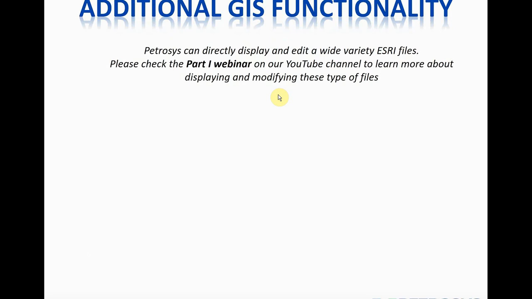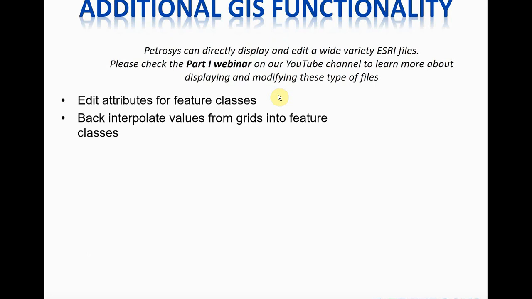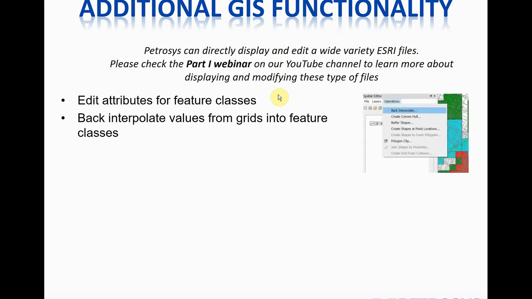So in our first webinar, we covered how to display and edit a wide variety of ESRI files. Today we will check additional GIS functionality. We will see how to edit attributes for feature classes very quickly. We will focus on operations like back interpolation from grids into feature classes. Back interpolation is a process where you sample a grid at well locations or point files, and that's what we'll show in the demonstration.